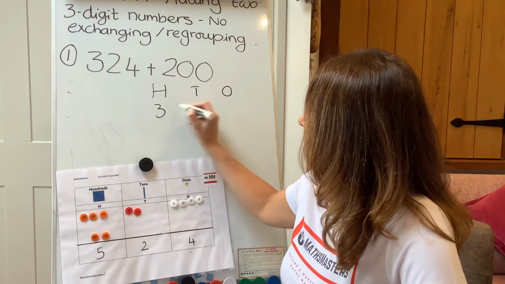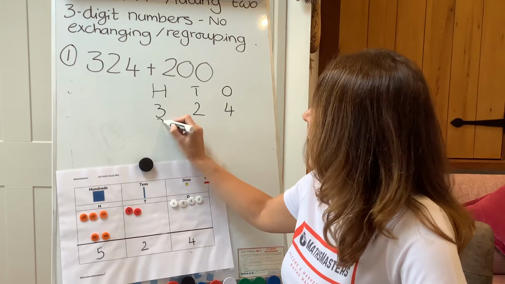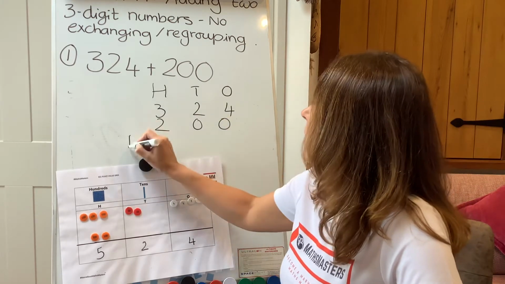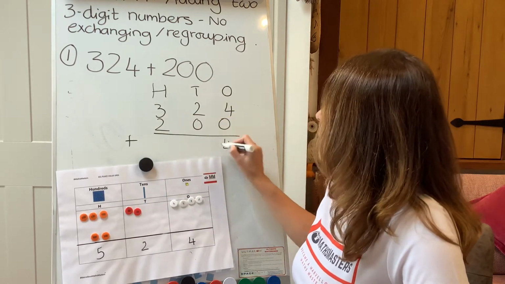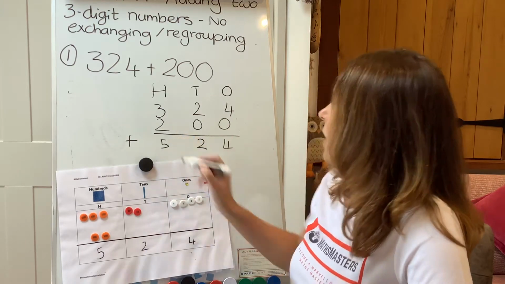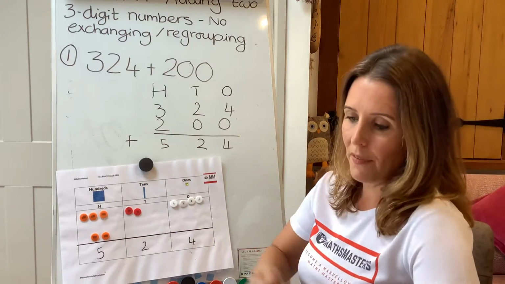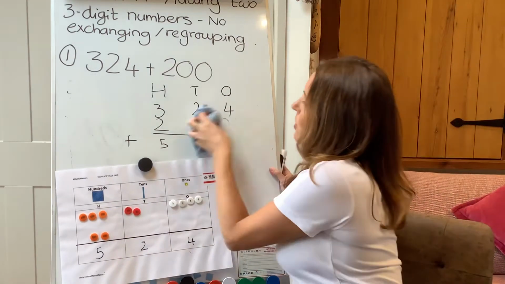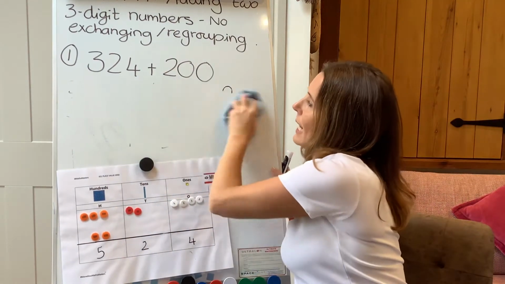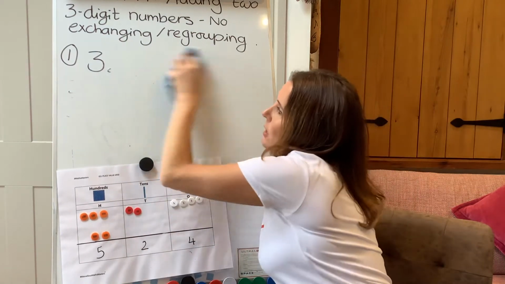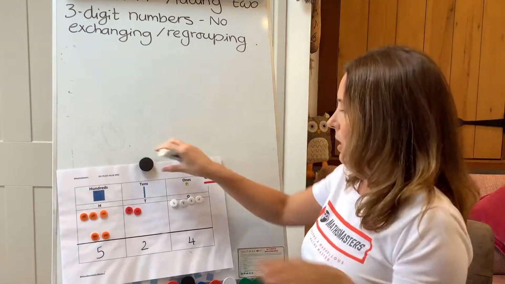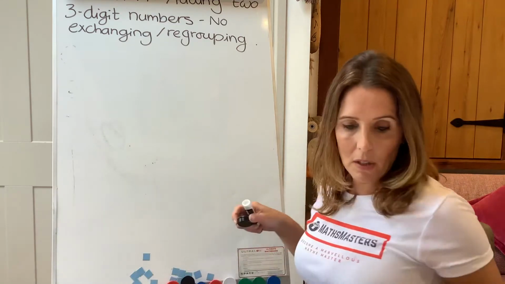We've got 324, add 200, and we've got 4, 2, and 5 there to make 524. But it isn't the most effective way here to use the column method. It's just good practice to help us practice adding two 3-digit numbers together. But we can do those mentally.